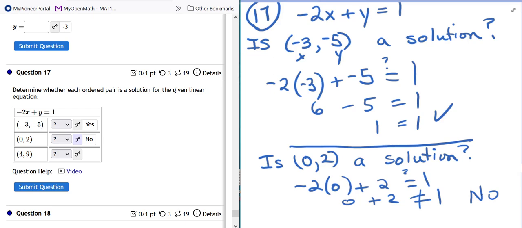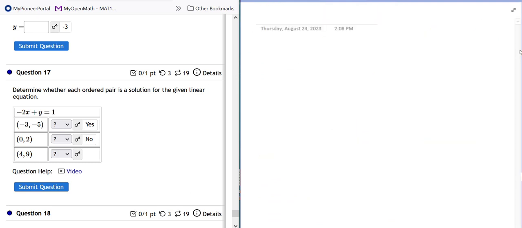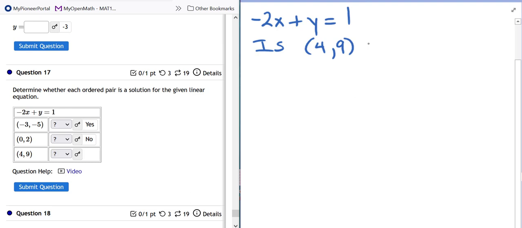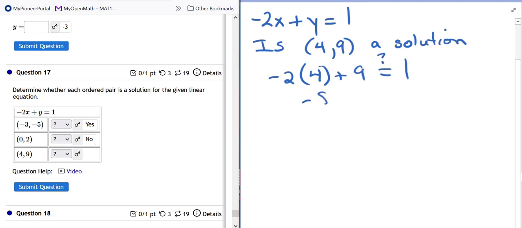Right, and 4, 9 you would do the same way. You just plug in. I'm not going to be able to get that down without messing up my screen. We'll get a new page. All right, so -2x plus y equals 1, is 4, 9 a solution, and you just substitute and see if you get true or false. So we have -2 times 4 plus 9. Does this equal 1? And this is a -8 plus 9. It does. So this one is a yes.